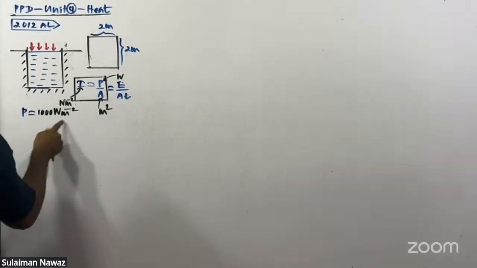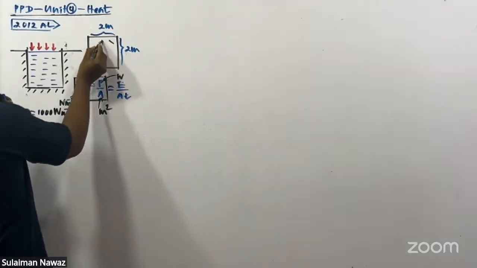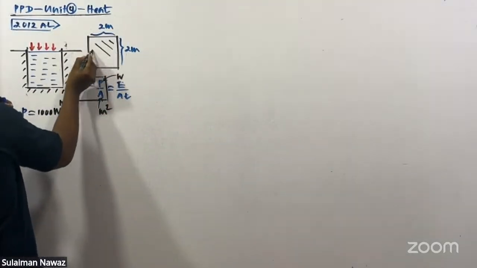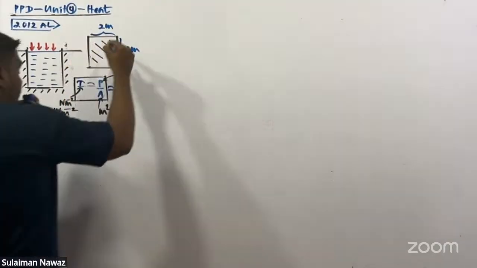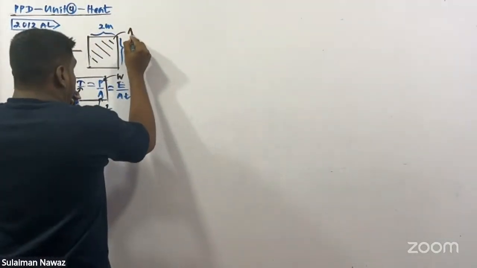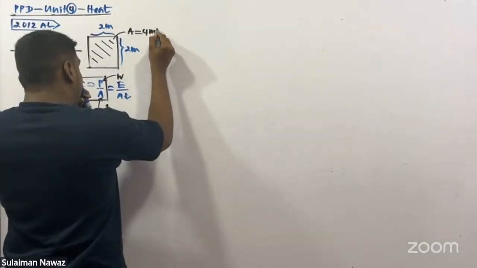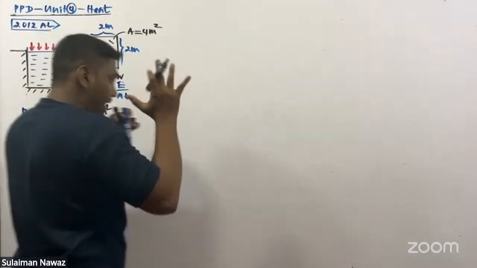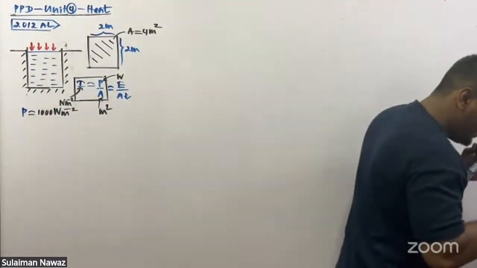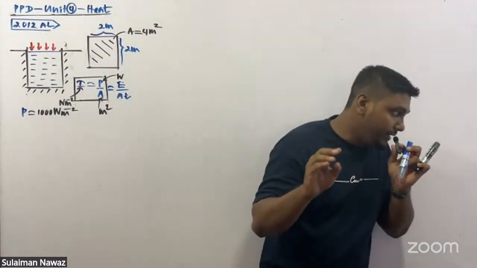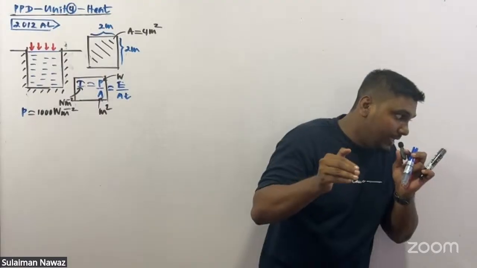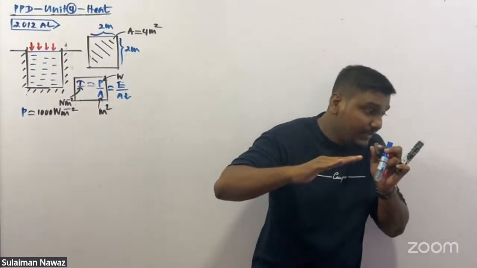That is the idea. We know the total area exposed to the sunlight is 4 meters square, 2 by 2, 4 meters square. I haven't read the whole question yet, I'm just understanding what's happening here. Furthermore, assume that the solar heat is incident normal to the water surface.